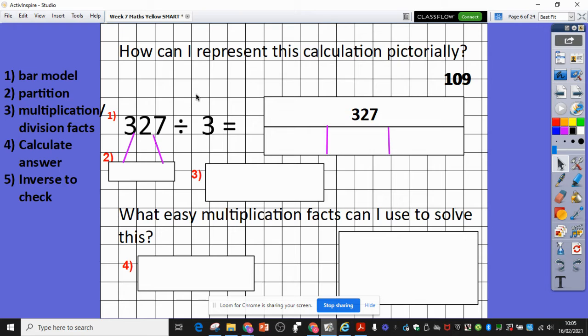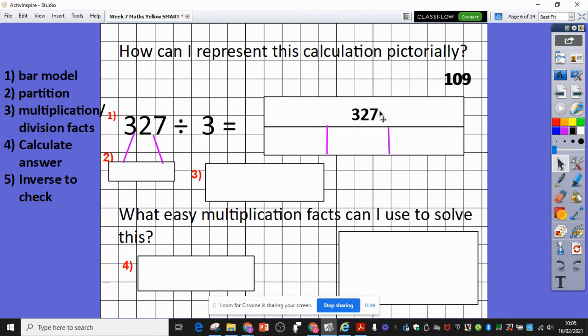327 divided by 3. Now, we've got various stages that I want you to do to represent this question. I'm only going to ask you to do 5 questions today, and the reason is I want you to do these particular stages. So the first thing is, how can I represent this calculation pictorially? You are going to draw a bar model to represent this.